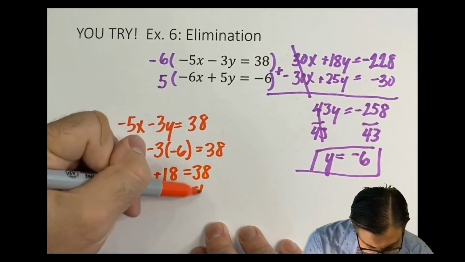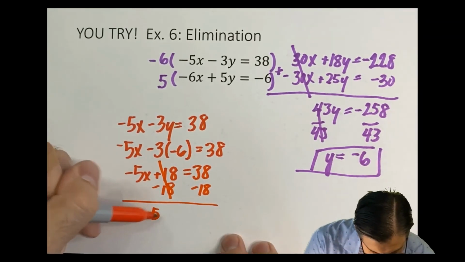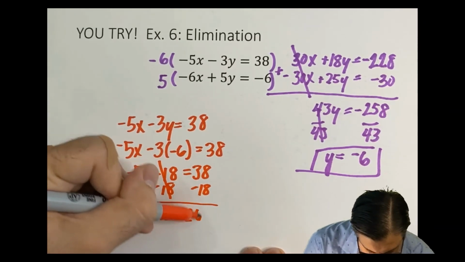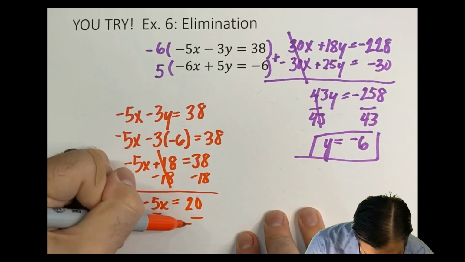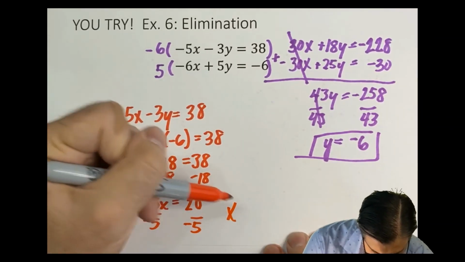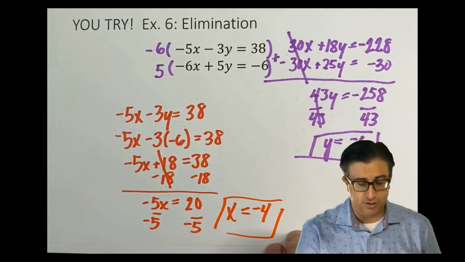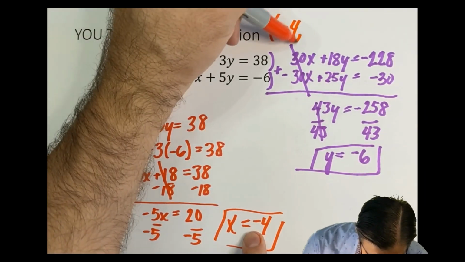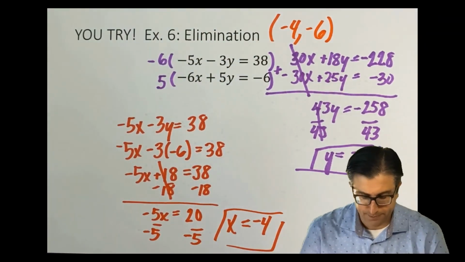Subtract 18, I'm at a two-step equation. You should always arrive at a two-step equation. Negative 5x equals 38 plus negative 18, which is 20. Divide both sides by negative 5. 20 divided by negative 5 gives me x equals negative 4. My point is always x comma y. So the coordinate is negative 4, negative 6. There is your final answer to that problem.